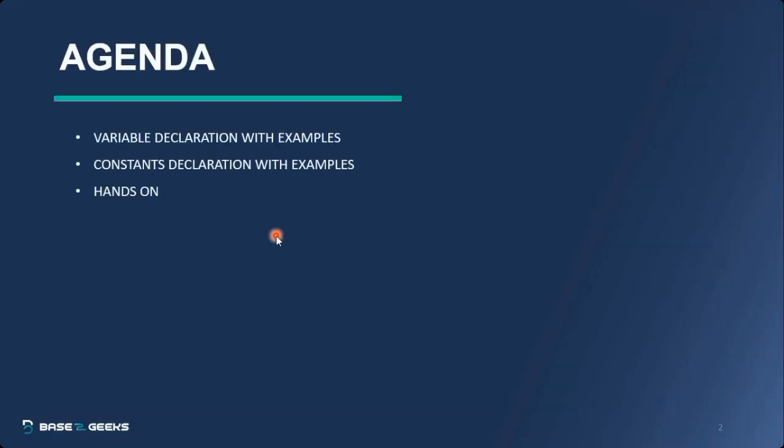Here we are going to cover how to declare a variable with examples and how to declare a constant with examples, with some very simple practical implementation. First and foremost, I'm going to start with a real-time example of what a variable is.